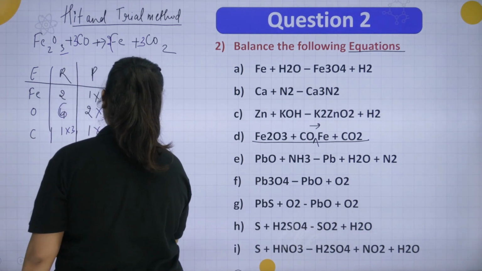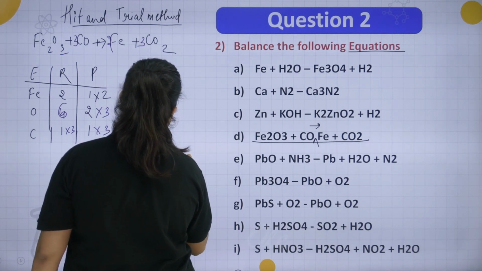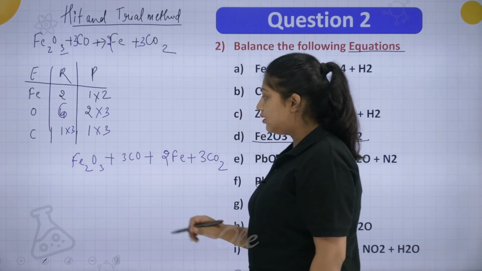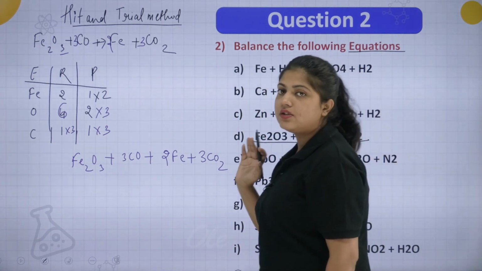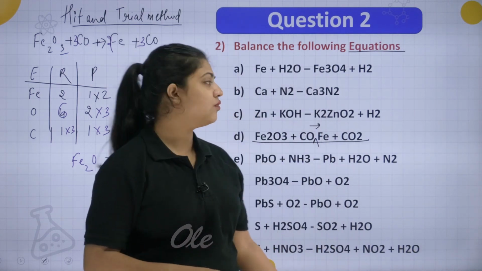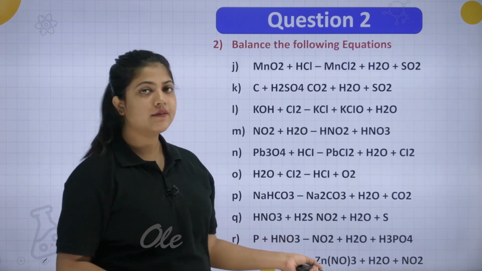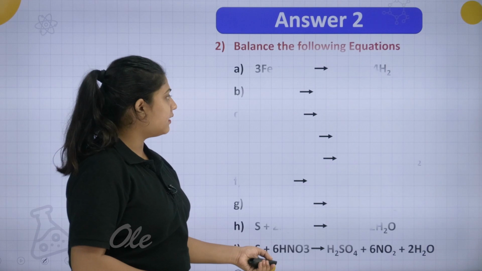Fe2O3 plus 3CO gives 2Fe plus 3CO2, okay. Your total final balanced equation will be like this. So you can use this particular method to solve all the equations that are given in your questions, okay. And the final answers of these equations are given here also.